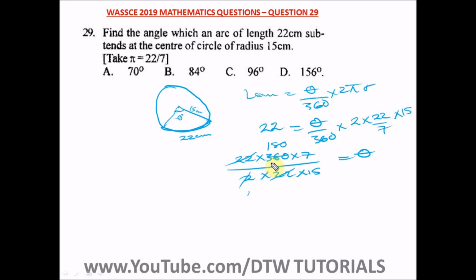So when you punch in your calculator 180 times 7 divided by 15, what are we going to have? We're going to have 84. Okay, so theta is equal to 84 degrees. So this is our answer, and our right option here is option B.